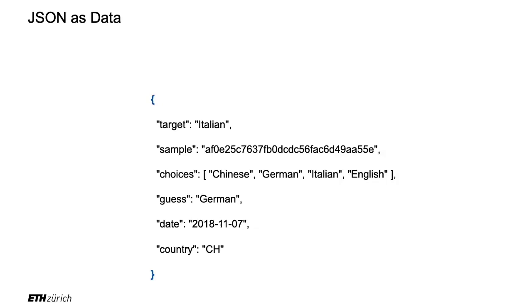When they put it online and had people play, it was actually quite fun. We even played it at the Polymensa, I remember, with our laptops a few years ago. And they recorded what people were doing. Every time somebody played the game, they created a JSON object that says the audio played was Italian, and that's the code of the sample, just like a block ID in HDFS. The choices given to the player were Chinese, German, Italian, English, and the player guessed German. They were wrong, right? It was Italian. That game was played in 2018 on November 7th by somebody in Switzerland.